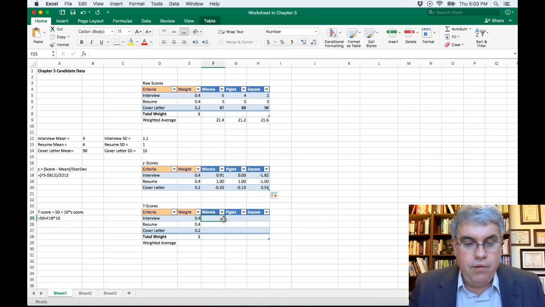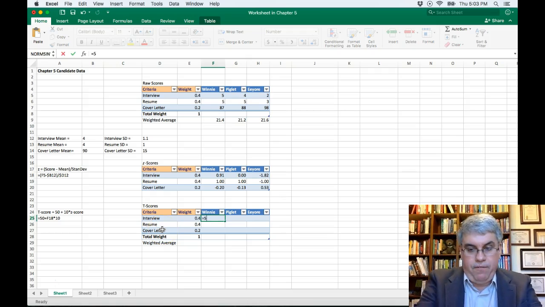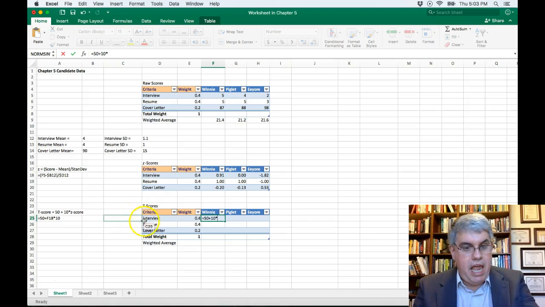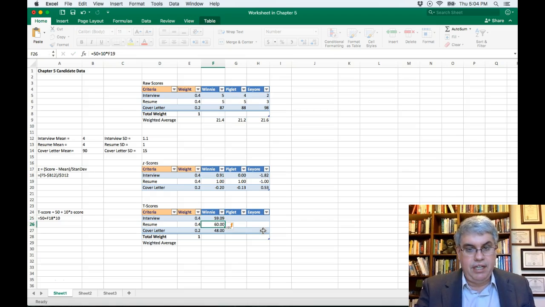So over here, we go to Winnie, and the formula for the t-score is going to be 50 plus 10 times the z-score. So I'm going to do equals 50 plus 10 star, and here's the z-score, and so that's going to be F18, and I want to change that so that it corresponds to the z-score in all of these nine cells here. So I press enter, and get a t-score of 59.09.